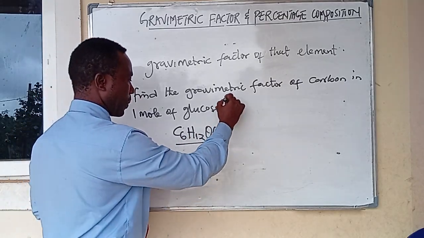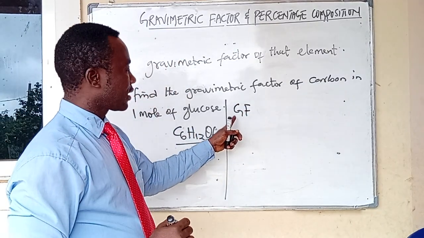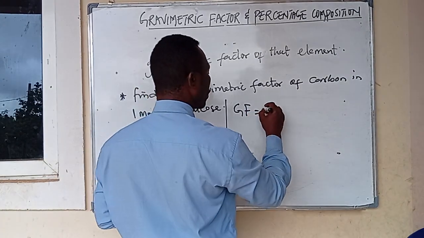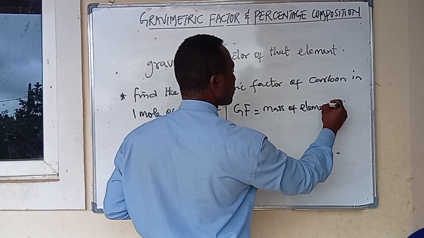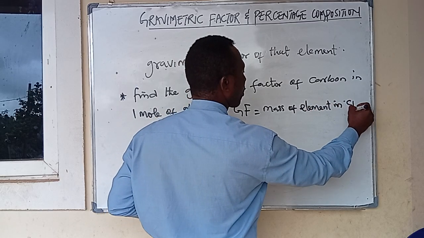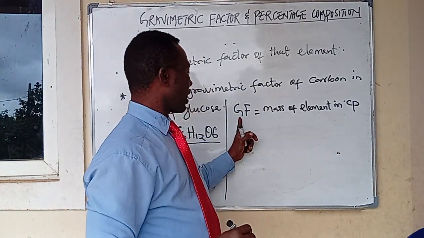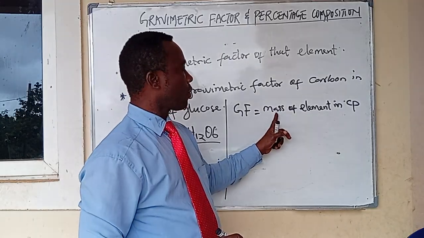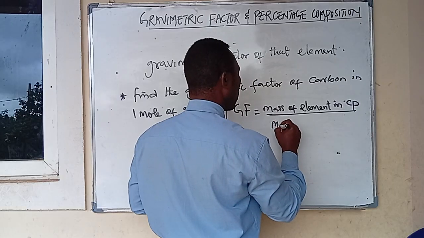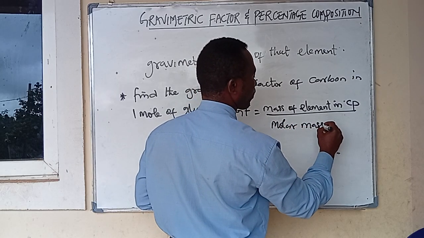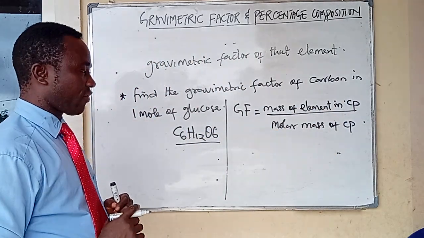Now, by formula, gravimetric factor, I call it GF. Gravimetric factor is equal to mass of element in compound. The CP here is compound. Gravimetric factor is equal to mass of element in compound divided by molar mass of compound. So that is how we calculate the gravimetric factor.